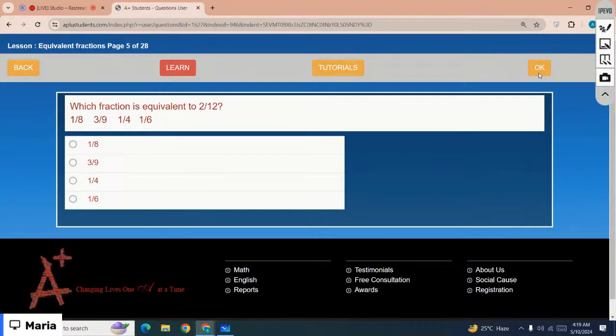Which fraction is equivalent to 2 over 12? Which is the correct option? The correct option is 1 over 6.